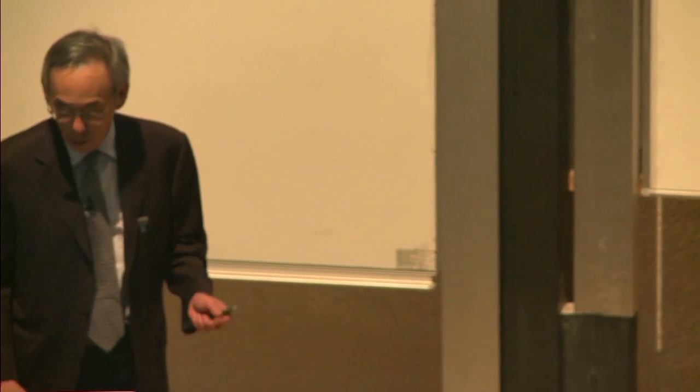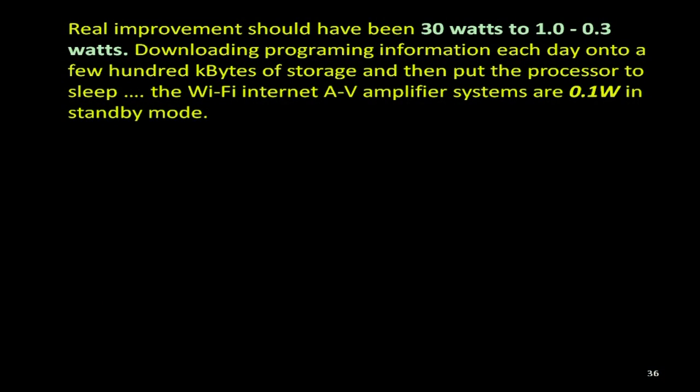I thought you could go down to 1 or 2 watts instead of 30 or 40 watts, but I was wrong, because it turned out that in these internet TV thingies, some of them have standby power not of 1 or 3 watts, but of 100 milliwatts. Okay? So you go from 30 watts to, let's say on the high side, a watt. It's 30 times less energy.